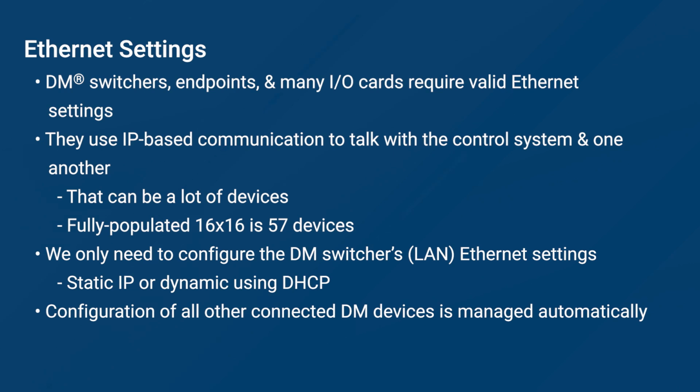Using private network mode, we only need to configure the DM switcher's LAN Ethernet settings. This single IP address that you need to set can be a static IP or a dynamic one using DHCP. Configuration of all other connected DM devices is managed automatically.